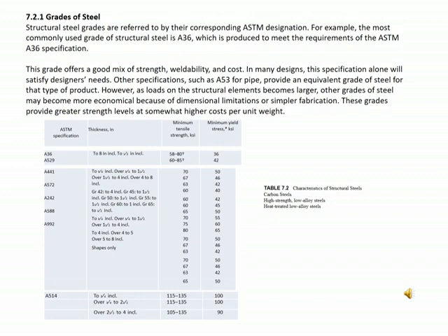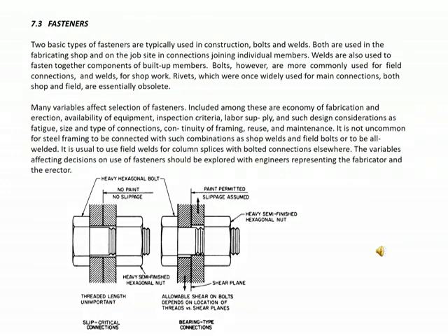Fasteners. In a building, all the building materials need to be fastened together. So we have to utilize bolts and nuts to fasten the building's components. Two basic types of fasteners are typically used in construction, bolts and welds. Both are used in the fabrication shop and on the job site, in connections joining individual members. Welds are also used to fasten together the components of built-up members.